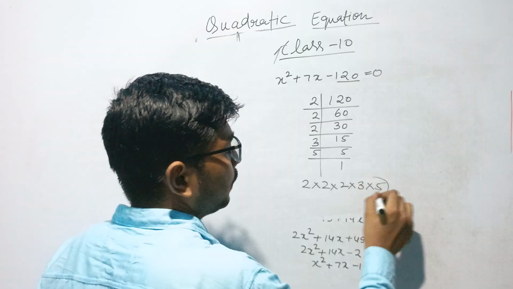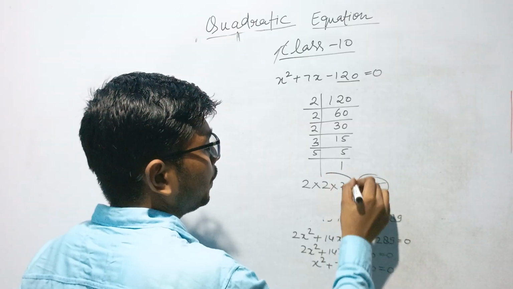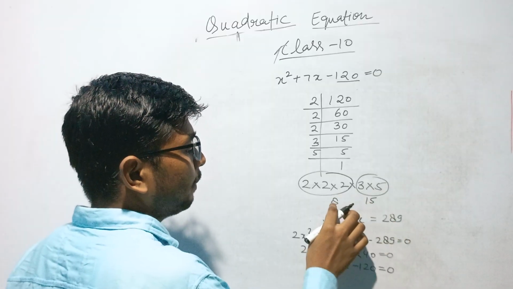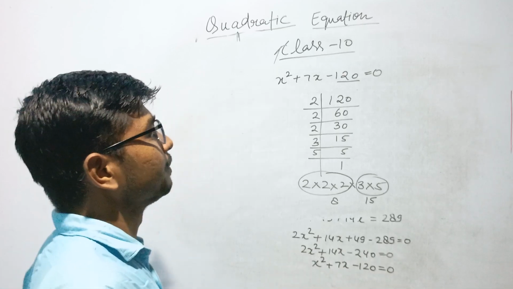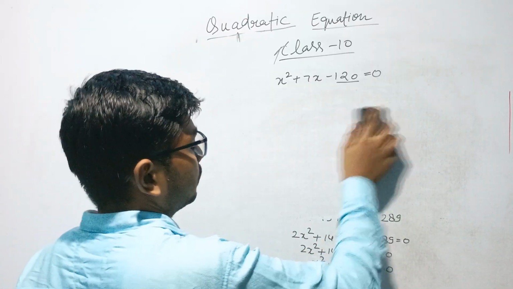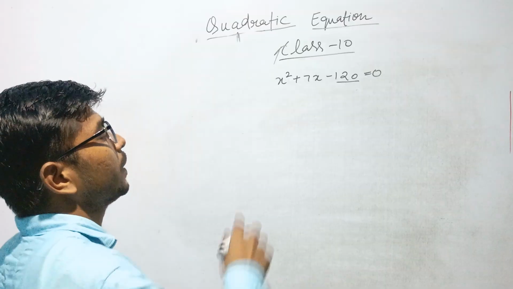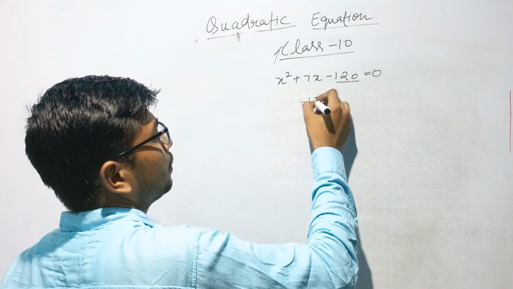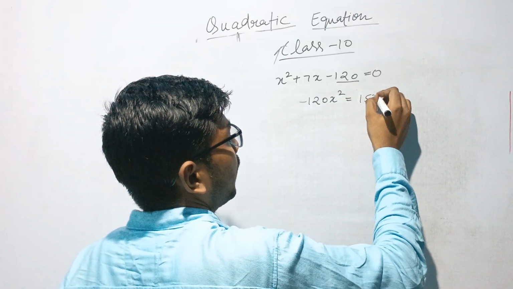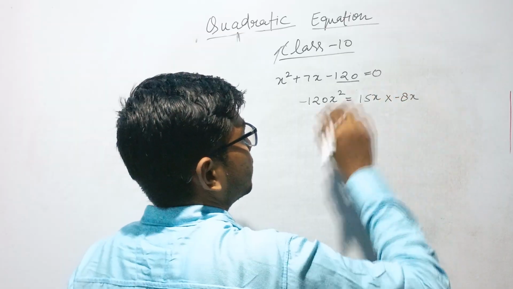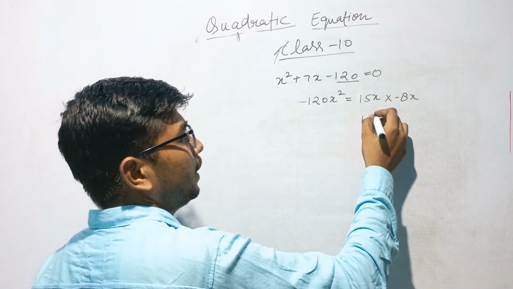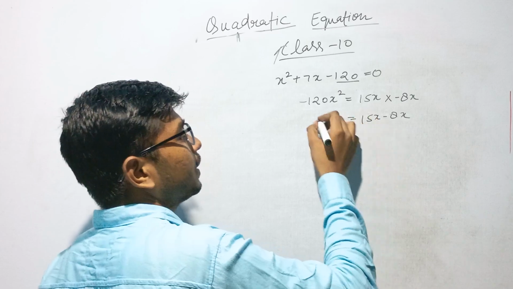So 5 into 3 is 15, 2 into 2 into 2 is 8, and 15 into 8 is 120, and if you subtract 15 minus 8 you will get 7x. Okay, so our first term is 120 into x square, that is minus 120 x square. So our term is 15x into minus 8x, 15 into 8 is 120. Okay, and if you subtract 15x minus 8x you will get 7x.